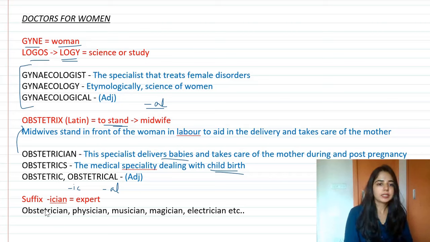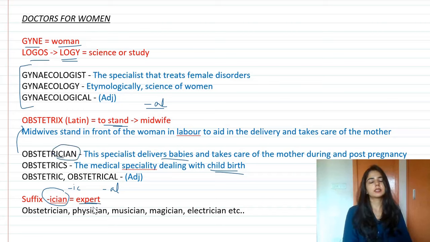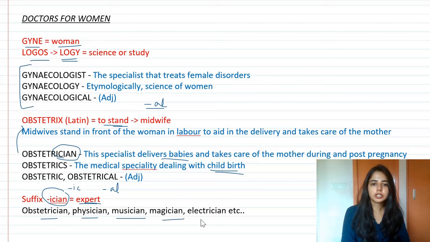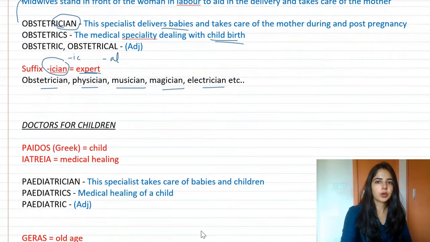Now the suffix ician, as we have seen in obstetrician, means expert. So wherever you see this suffix, it means the expert of that subject. For example, obstetrician, which we just read, physician, musician, magician, electrician. They are the experts of their fields, right? Someone who performs magic tricks is a magician. So a magician is the expert in magic. Moving on.